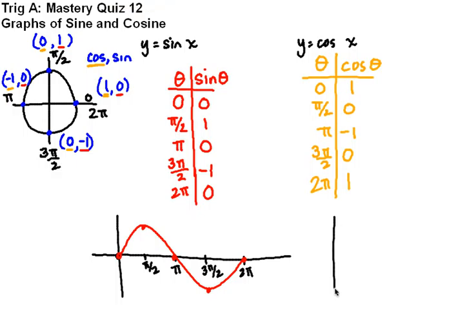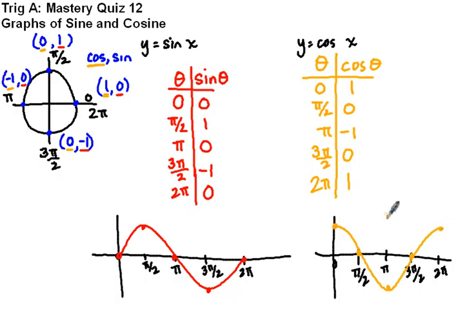Now I've got 5 points, so I can make my graph. It's going to be a little squishier, sorry. 0, pi over 2, pi, 3 pi over 2, and 2 pi are my angles. My y values are 1. Pi over 2 goes to 0. Pi is negative 1. 3 pi over 2 is 0. And 2 pi is positive 1. So this one's the cosine. And this one's the sine.